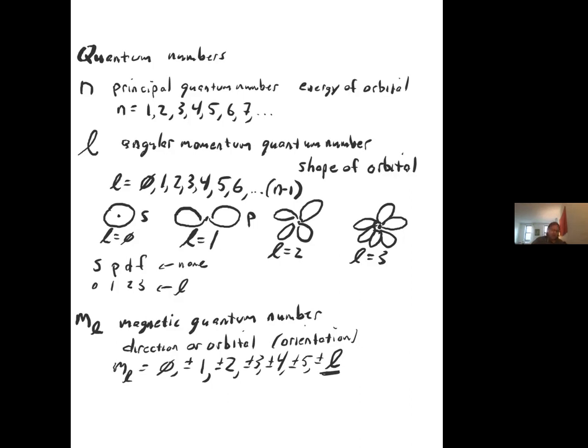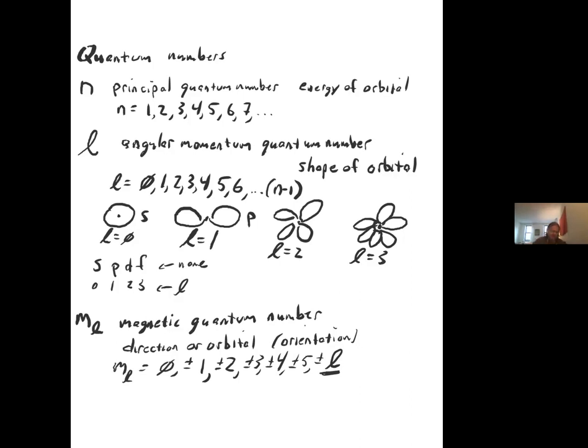That's different than the L. Remember, the L can never be as big as N, right? It's N minus 1. So if N is 3, L can only be up to 2. If L is 3, M sub L could be 3. But it could also be minus 3 or minus 2 or minus 1 or 0 or plus 1 or plus 2. So it has a lot of different values.